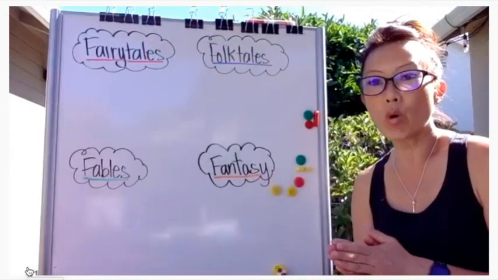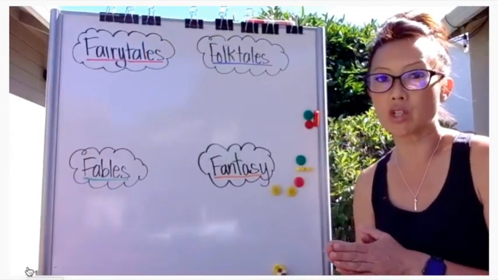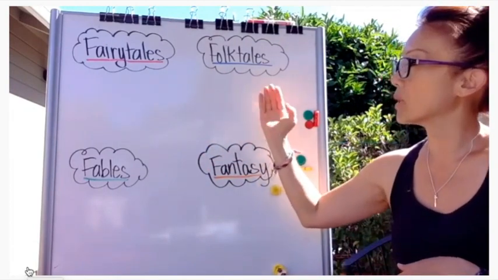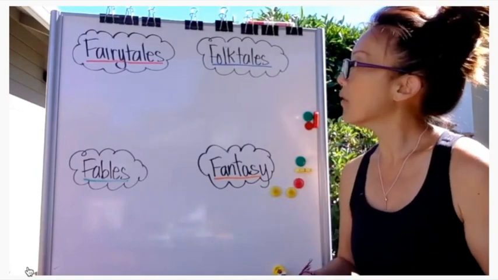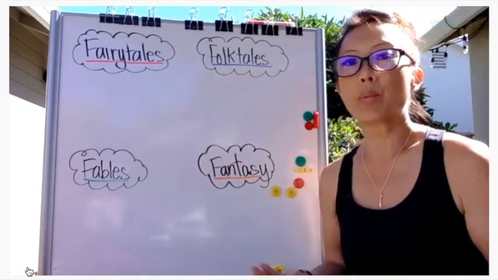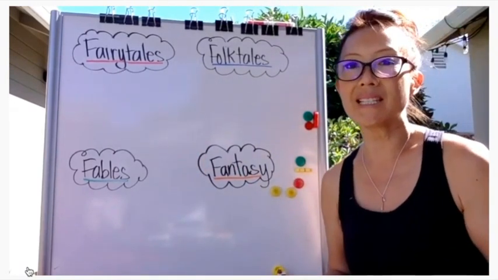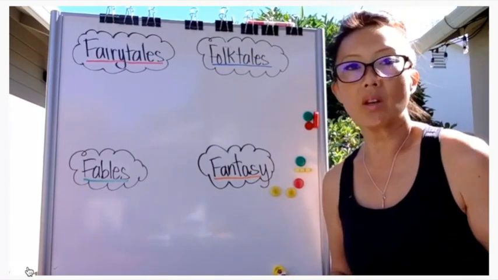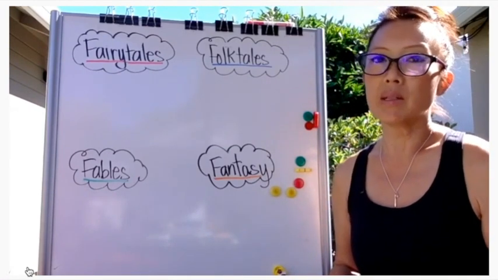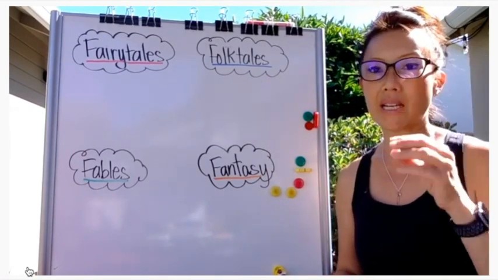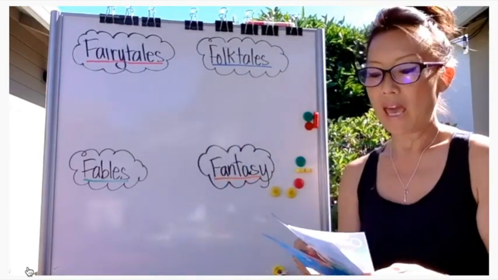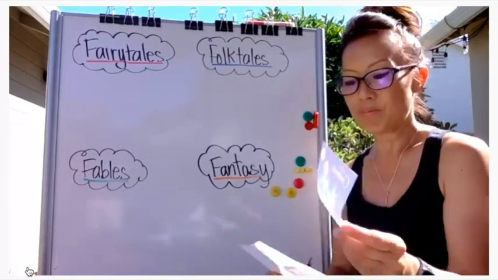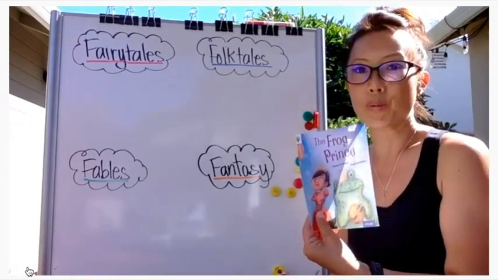Looking at 4 traditional types of literature: fairy tales, folk tales, fables, and fantasy. Fairy tales, there's often magic, like princess and princesses, and good always wins over evil. Many Disney movies are based on fairy tales. We have The Little Mermaid, we have the Cinderella, and even The Frog Prince.